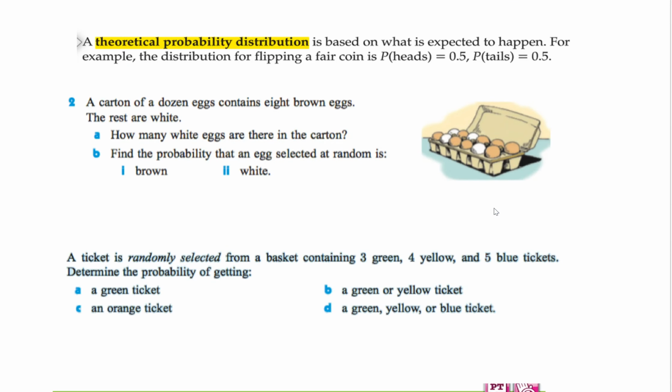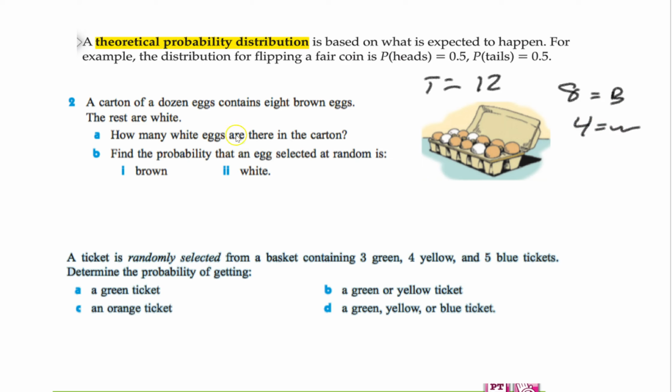Then we can do one for theoretical. Theoretical, remember we talked about, is based on knowledge and logic and mathematics. So look at this problem. We'll do this problem right here. A carton of a dozen eggs contains 8 brown eggs. The rest are white. So here's my dozen eggs. My total is 12. I know 8 of them are brown, and the rest are white.